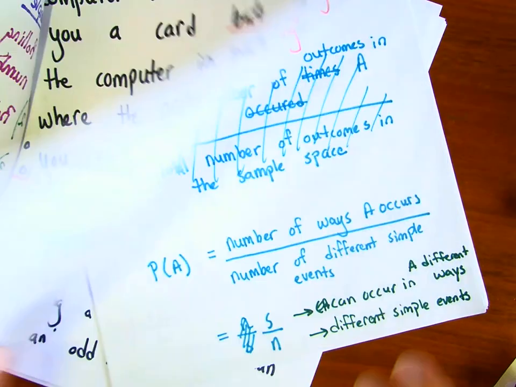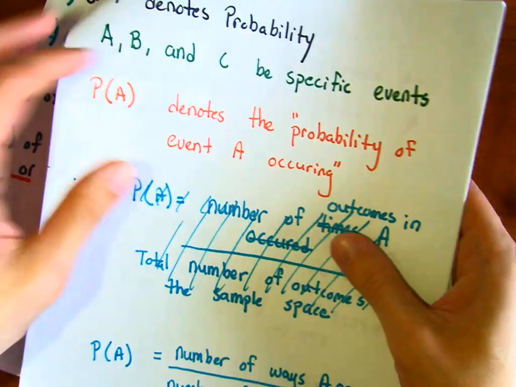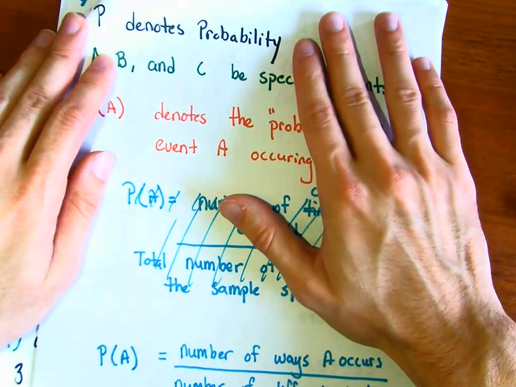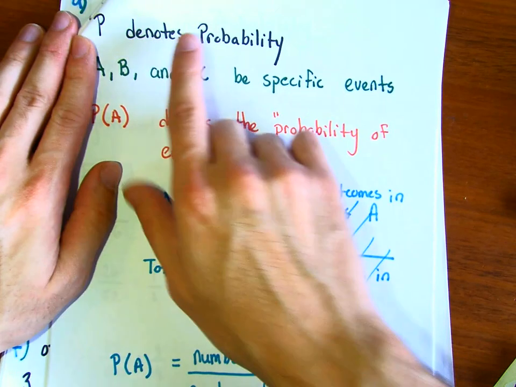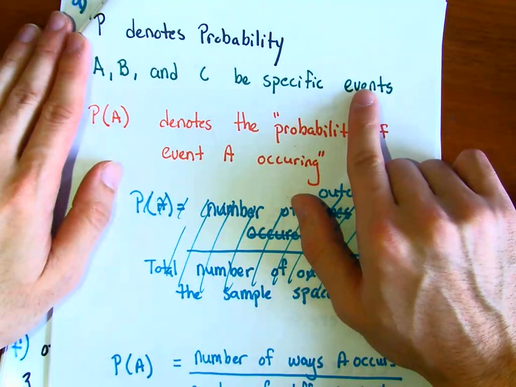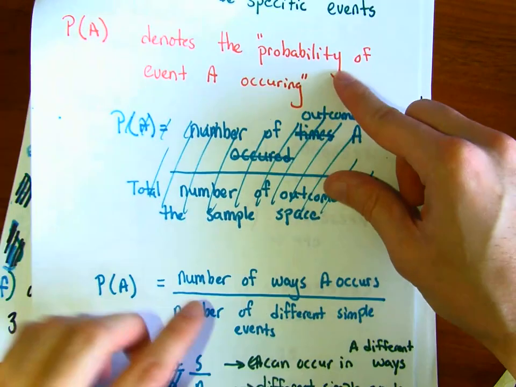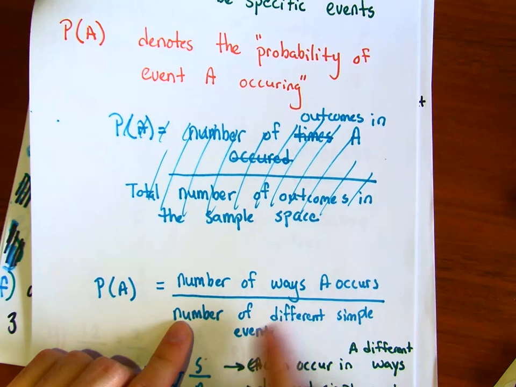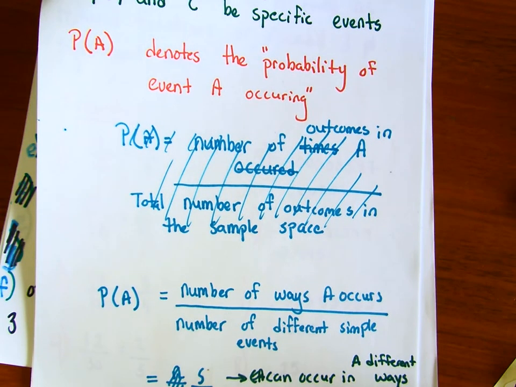Okay, we're almost done with the video. I think there's a little more for me to teach, and then that's it for 4.1. But here, what I'd like you to do is copy this into your notes, because here we're just going to talk about notation. So this symbol, capital P, will denote probability. And we'll say that A, B, and C are specific events. So the probability of event A occurring is the number of ways A occurs divided by the number of different simple events.